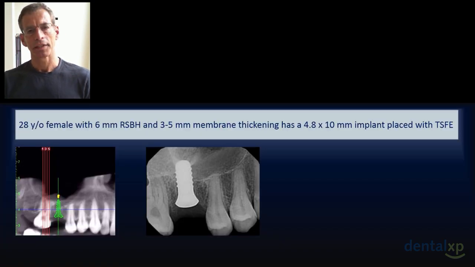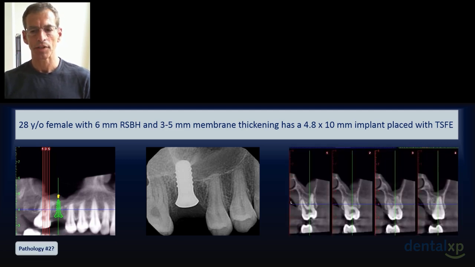But failure to recognize odontogenic sinusitis prior to treatment can have dire consequences. Here's a 28-year-old female who has 6 millimeters of subantral bone and 3 to 5 millimeters of membrane thickening. She had a 4.8 by 10 millimeter implant placed with simple transcrestal elevation, and it appears that the clinician did a very nice job. But if we look closely at the preoperative CBCT, there is membrane pathology associated with an apical lesion on tooth number 2.